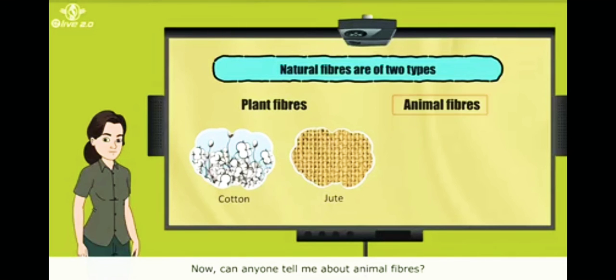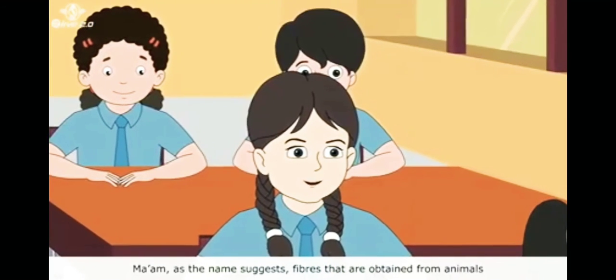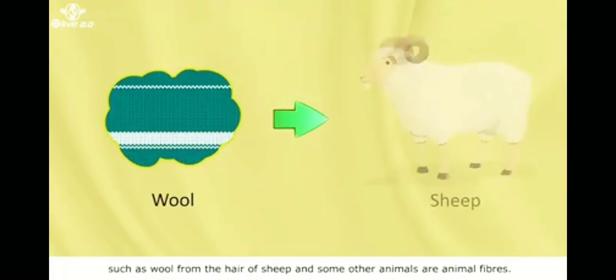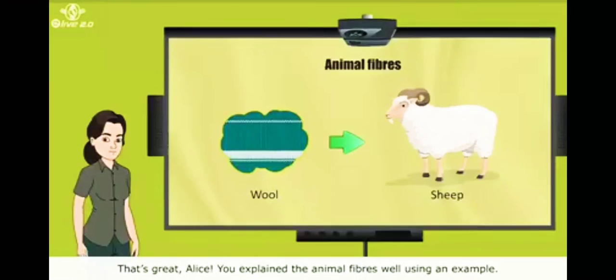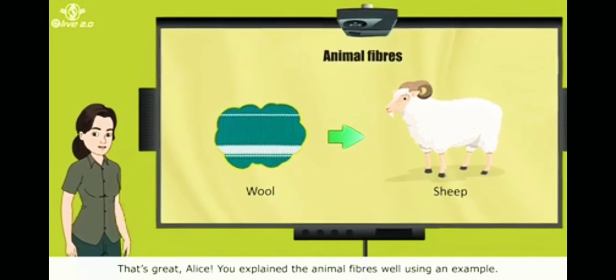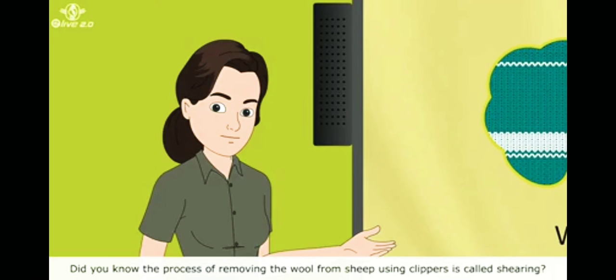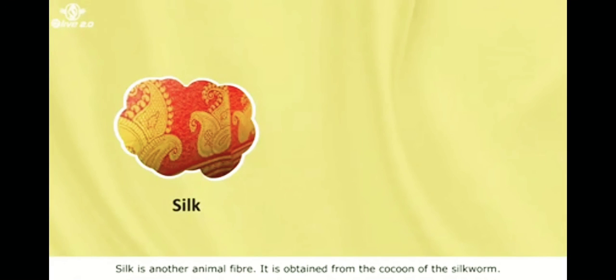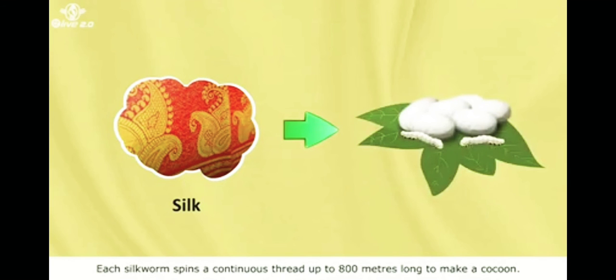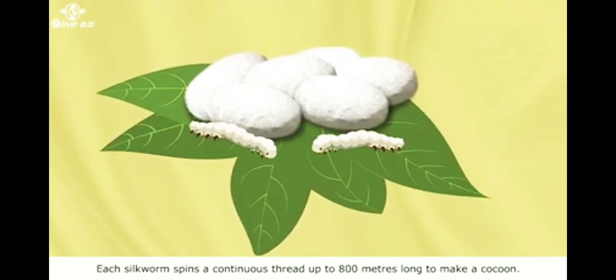Now, can anyone tell me about animal fibers? Ma'am, as the name suggests, fibers that are obtained from animals such as wool from the hair of sheep and some other animals are animal fibers. That's great, Alice. You explained the animal fibers well using an example. Did you know the process of removing the wool from sheep using clippers is called shearing? Silk is another animal fiber. It is obtained from the cocoon of the silkworm. Each silkworm spins a continuous thread up to 800 meters long to make a cocoon.